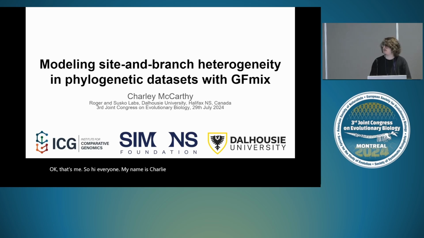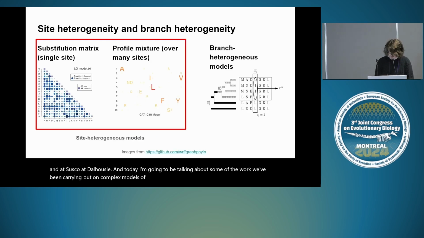I'm a postdoc working for Andrew Roger and Ed Susko out in Dalhousie, and today I'm going to be talking about some of the work we've been carrying out on complex models of protein evolution.